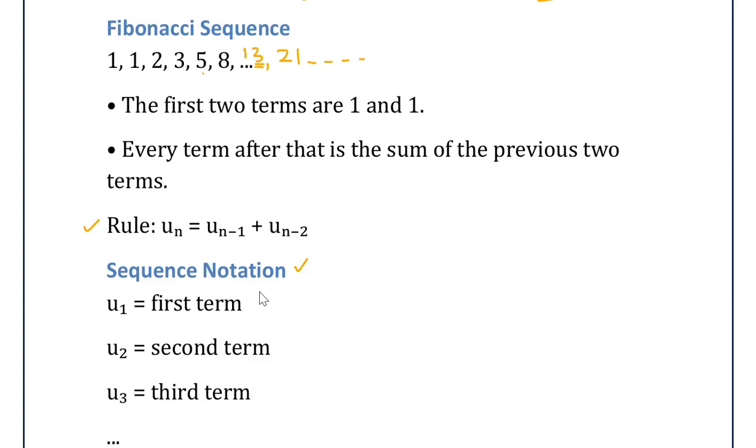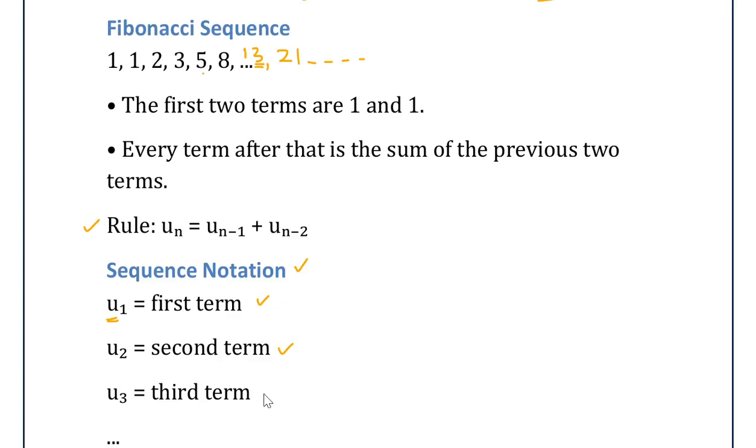In the sequence notation, we simply have expressions that we use to give us a given meaning. Example, U1. U1 is the first term. The first term is the first number of the sequence. Like in this case, the first term is 1. How about the second term? The second term is the second number in the sequence. Again, in this case, our second term, U2, is 1.